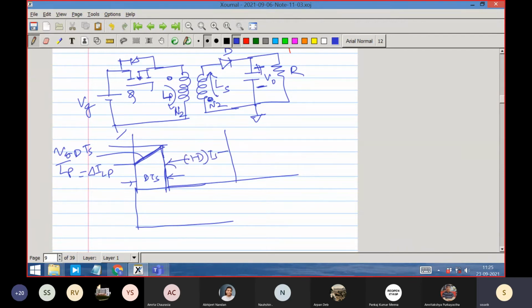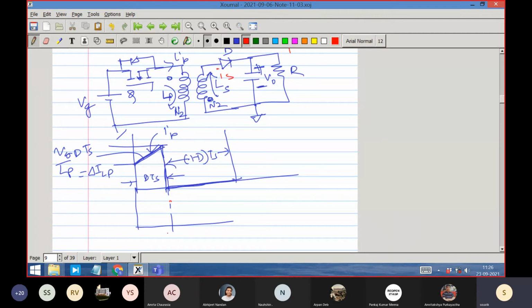D times Ts, and this is the primary current I have drawn. This is IP. It is 0 after that because the switch is off. Obviously, there is no way it can flow. So what about the secondary side? The secondary side during that time was 0. After that, it will qualitatively have this current flowing. This current I call IS.